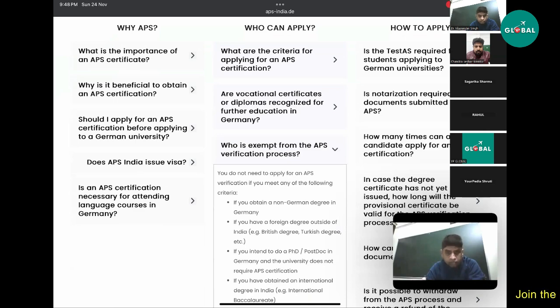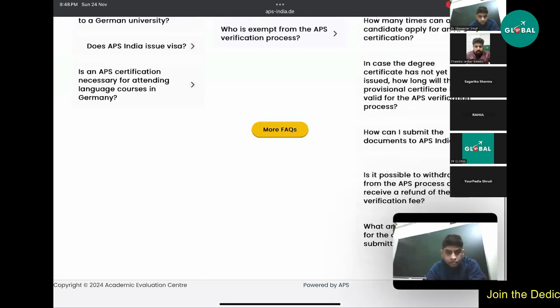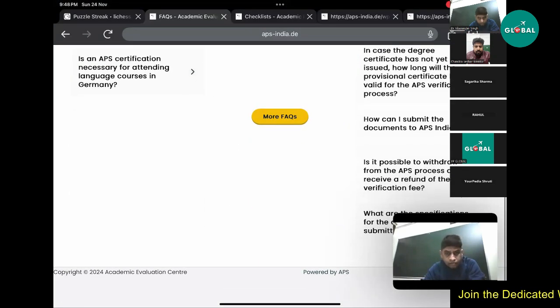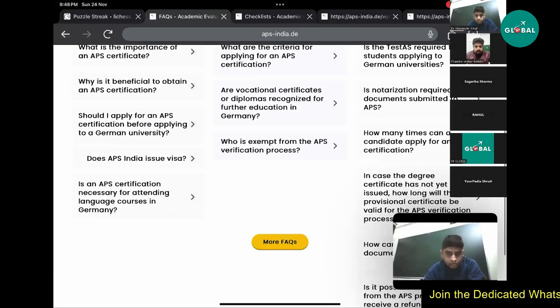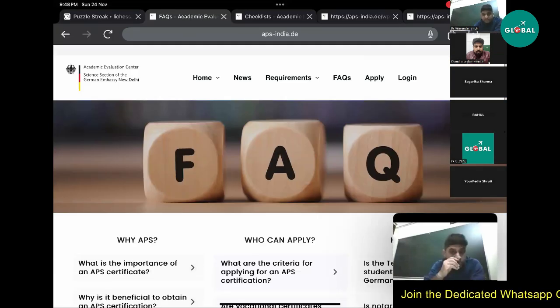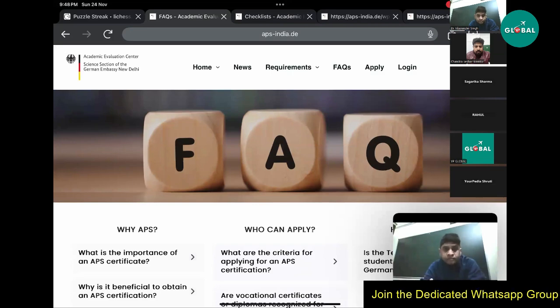And then there is nothing regarding the processing time. They never reveal what their processing time is. That's why I'm saying, if you want to apply, apply as soon as possible.